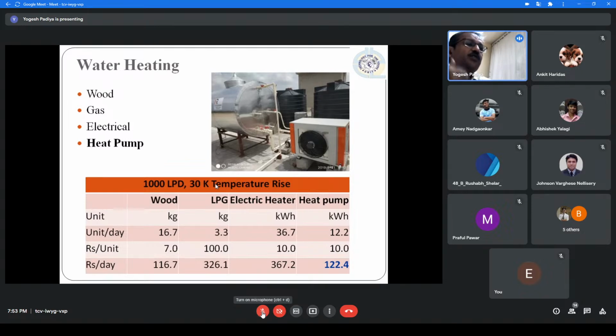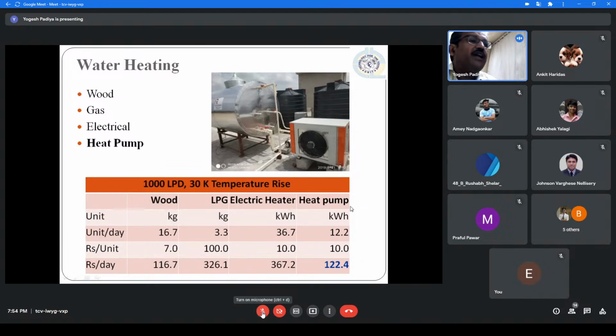I am just going to give you that. Then that hotel business person calls us and says, sir, my electricity bill is too high because of water heating application. What shall I do? Then he has an option. Either he can use a boiler operating on wood, or a boiler operating on LPG, or he can use an electric heater, or he can use a heat pump.